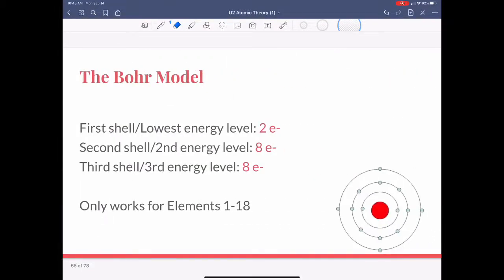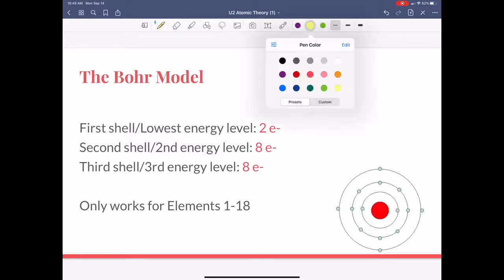So let's take a look at the Bohr model. That first shell, or the lowest energy level, again has 2 electrons. The second can hold 8. In this example, the third only has 4 because that's how many are there. However, it can also hold 8. That's the max. Once I fill it up, then I would have to go to the next shell.